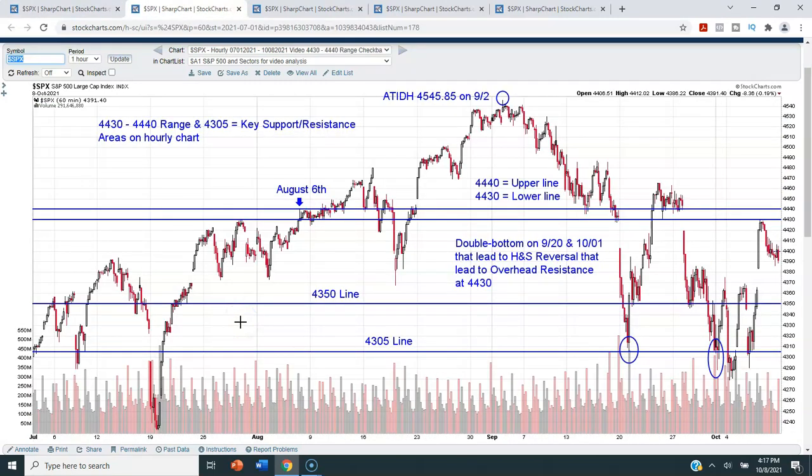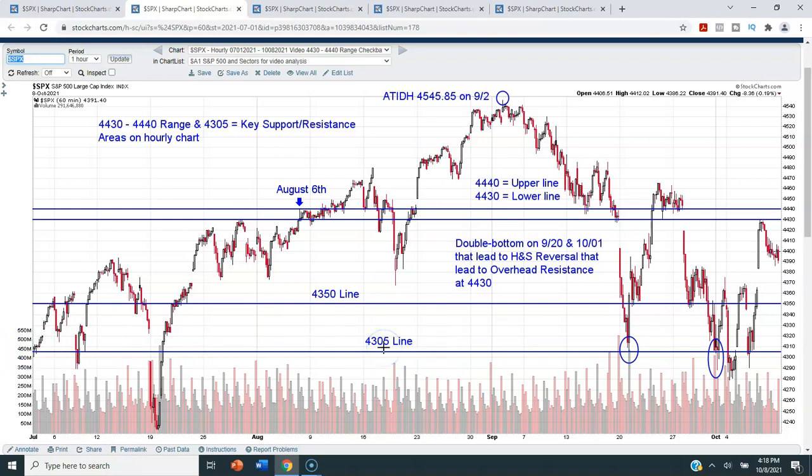The next chart that we're going to look at is an hourly candlestick chart of the S&P 500 that starts at the beginning of July. Now, the reason I'm going clear back here is I want you to understand that we started off at around the 43.05 level the first trading day of July, and that is this lower blue line here.